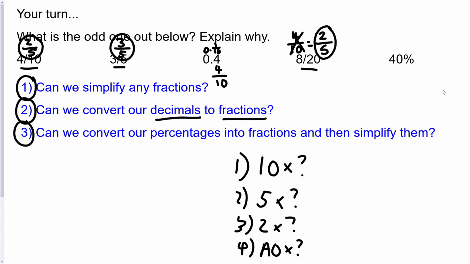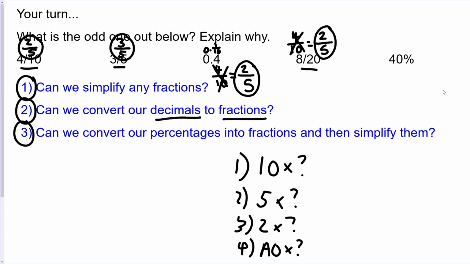Can I simplify that fraction now? Do they go into the 10 times table? No. 5 times table? No. 2 times table? Yes. 4 divided by 2 is 2, and 10 divided by 2 is 5. So we get the answer 2/5 as our simplified fraction.